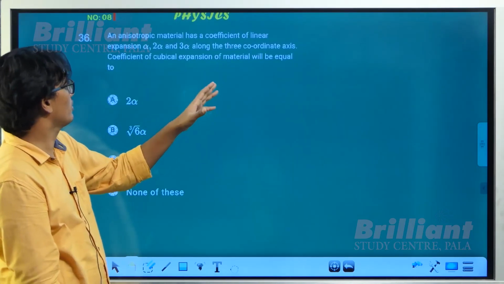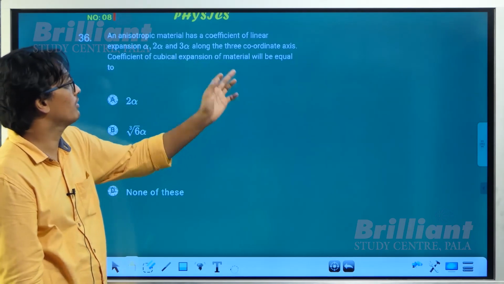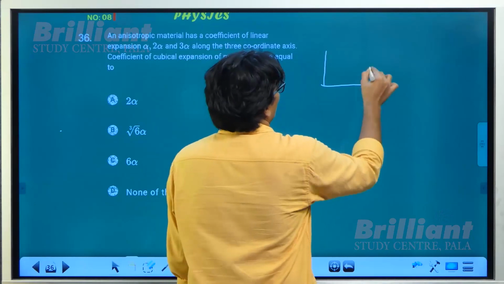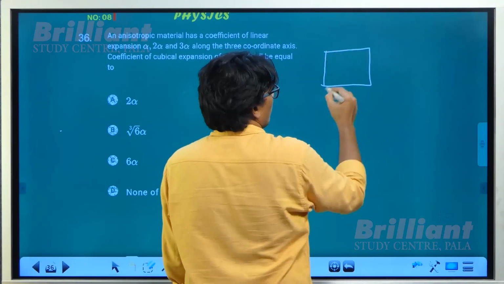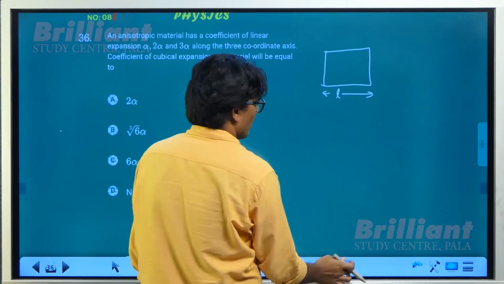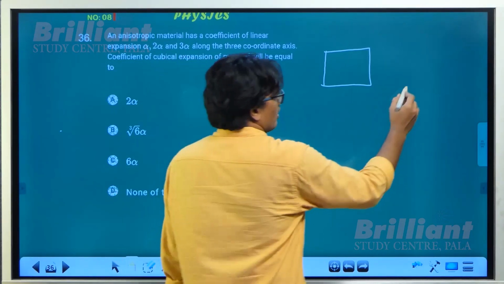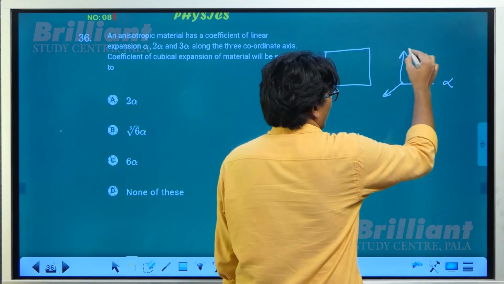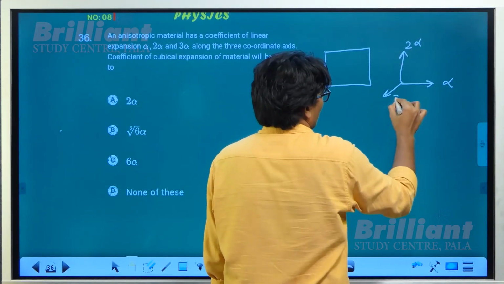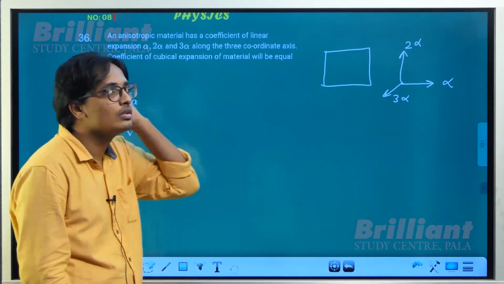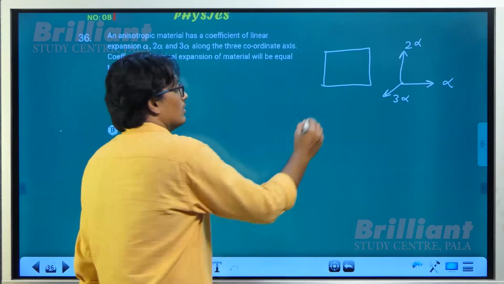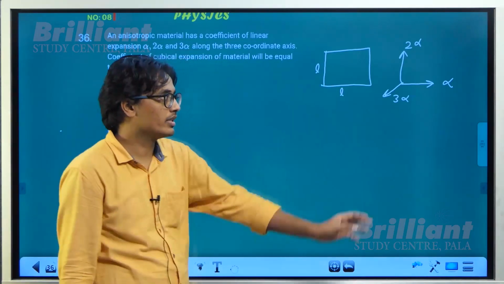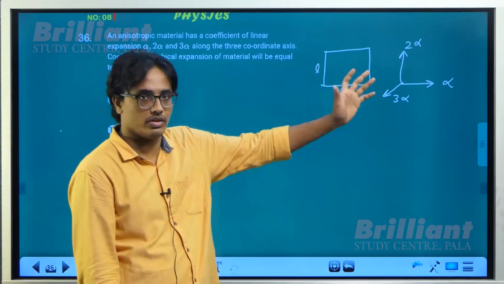An anisotropic cube has coefficients of linear expansion alpha, 2 alpha, 3 alpha. We have to find the coefficient of cubical expansion. So assume we have a cube of side L, with L along the x-axis, y-axis and z-axis. Let us assume this is alpha, this is 2 alpha, this is 3 alpha. Length is L, breadth is L, height is also L.